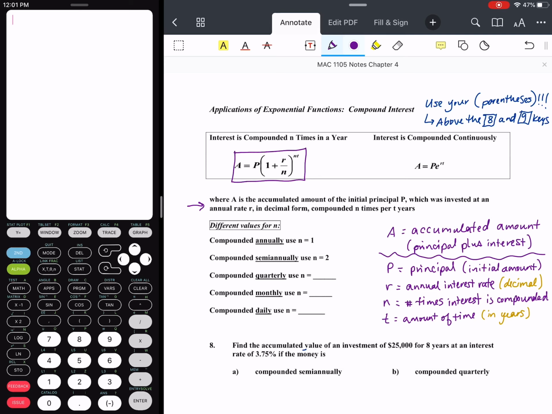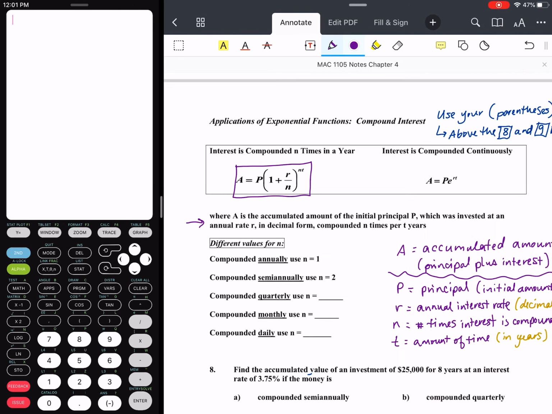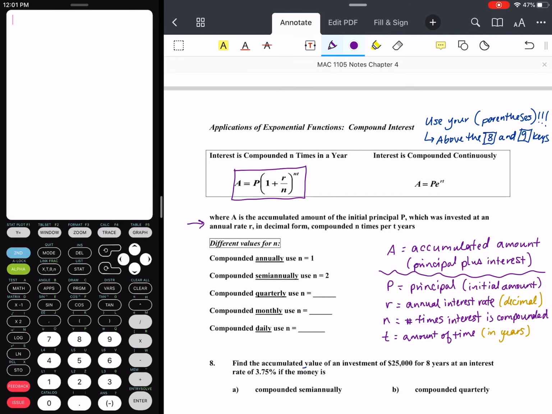So we've got our compound interest formula. A equals P times, in parentheses, 1 plus r divided by n, close your parentheses, raised to the power n times t. I know that's a teeny tiny little exponent up there, so n times t. And my general tip: use your parentheses. We're going to crank these numbers out in our calculator in just a minute. Make sure you use your parentheses just like what we see in the formula. Your parentheses are above your 8 and 9 keys.